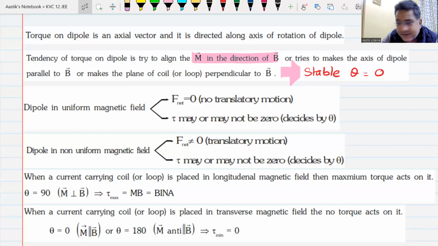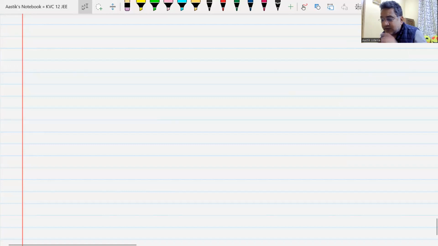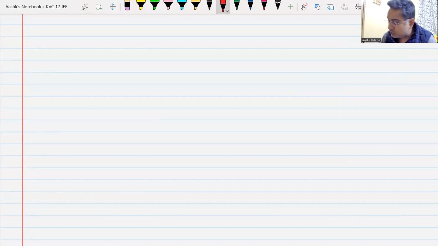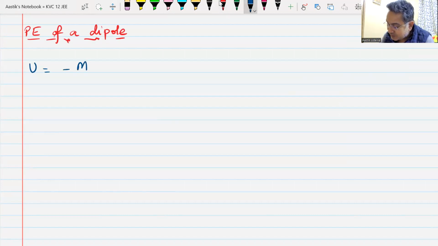So let us move ahead, and what is the next thing that comes? The next thing that comes is the potential energy of a dipole in a magnetic field or an electric field. The potential energy of a dipole in a magnetic field or electric field is given by minus M dot B, or it is minus P dot E.